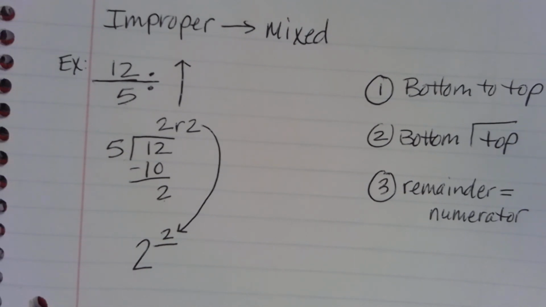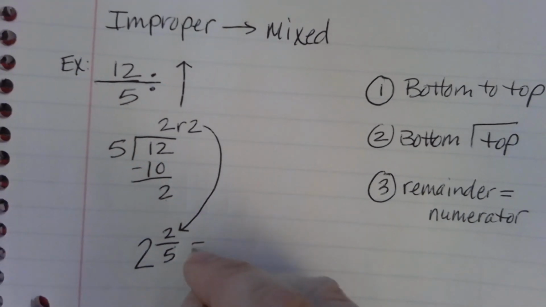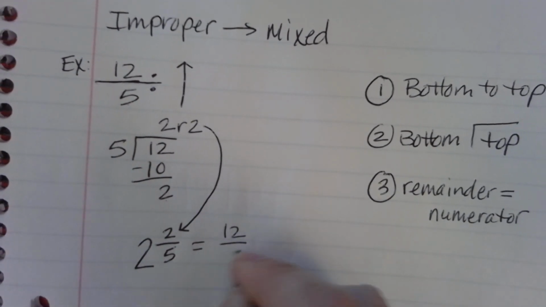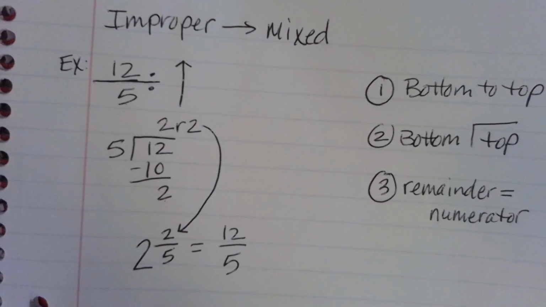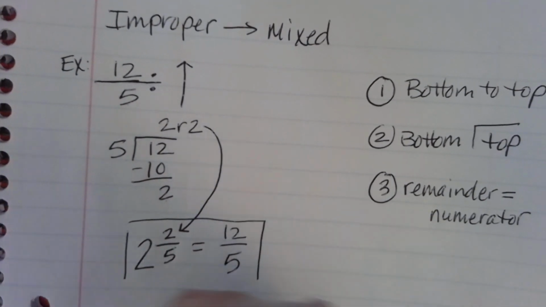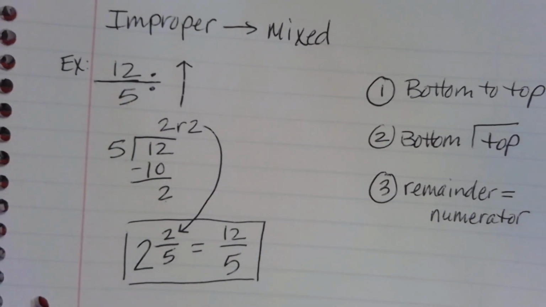Ashton, what is my denominator in this problem? What did I start with? A 5. So that is equal to 12 over 5 that we started with. And that's how you go from an improper fraction to a mixed number. You're going to divide the bottom into the top, and you'll make the remainder a fraction.